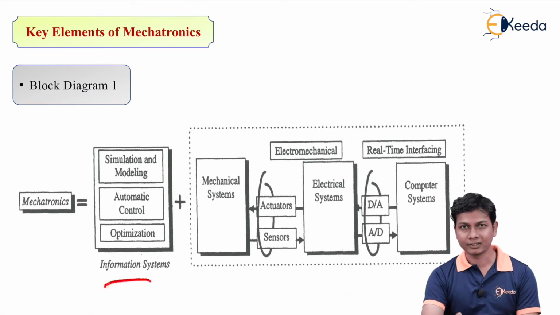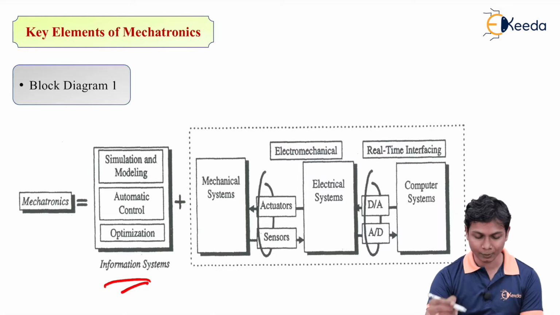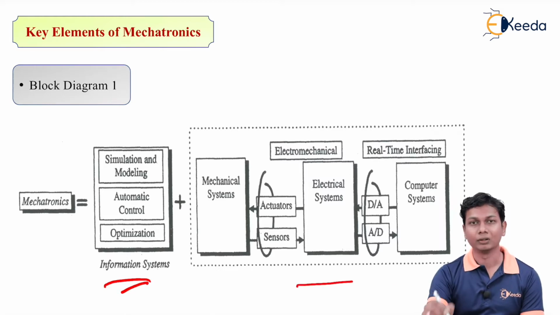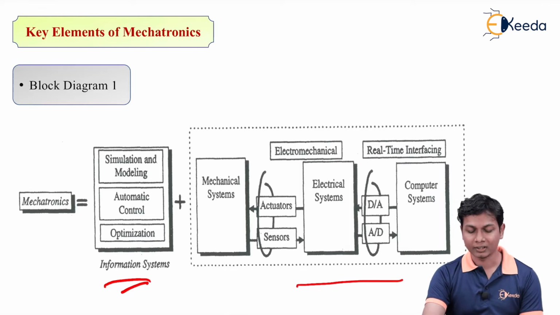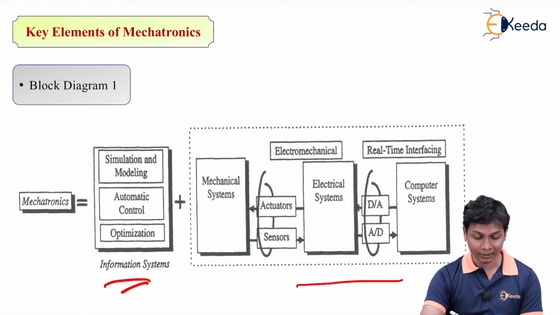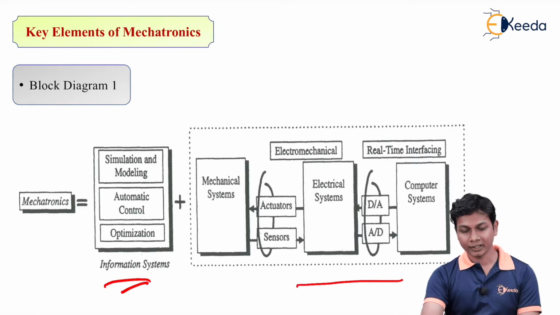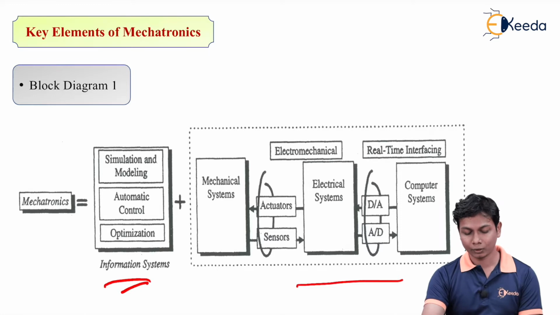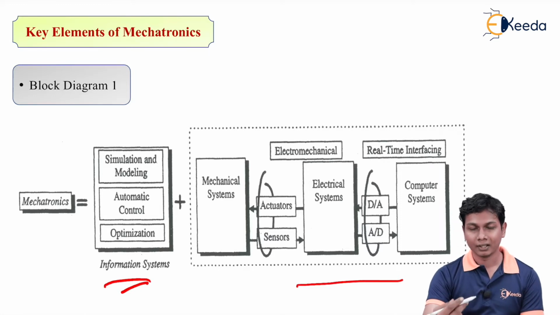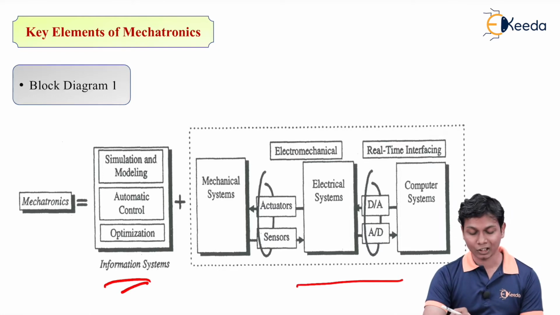So, mechatronics systems include two parts, that is the information systems and this block. So, what is this block? This block is the electromechanical block, which includes three systems, that is the mechanical systems, electrical systems and computer systems. These three systems are combined together with various sensors, actuators and other blocks. Mechanical systems are correlated with the electrical systems using sensors and actuators.